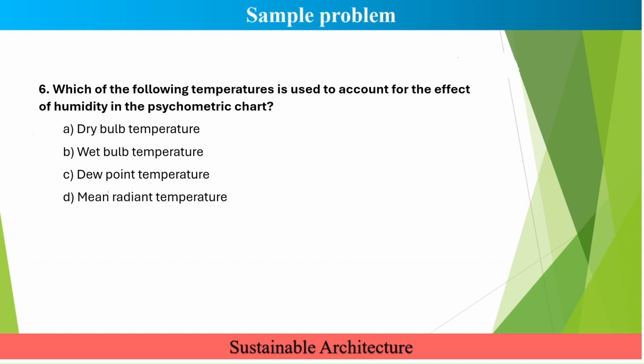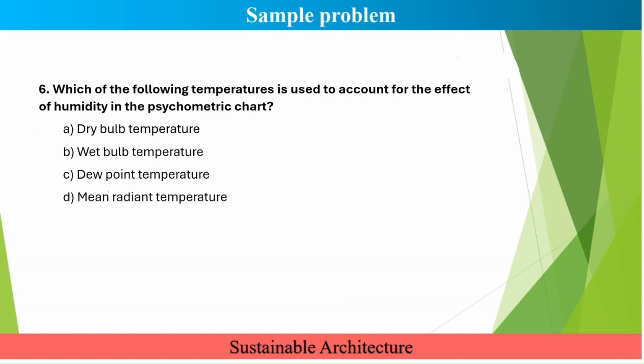Option C. Option C is not the right answer. Option A or is it B? A? Dry bulb temperature doesn't talk about the humidity part. So you have to choose the best option. It's B.